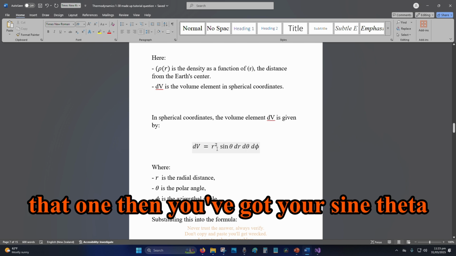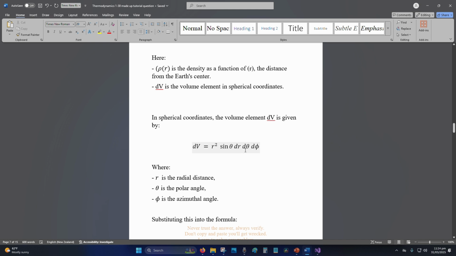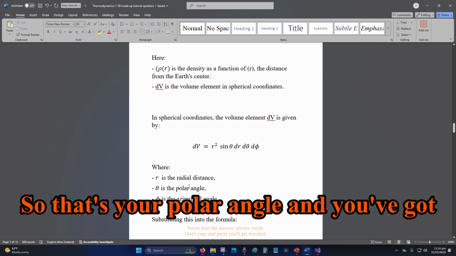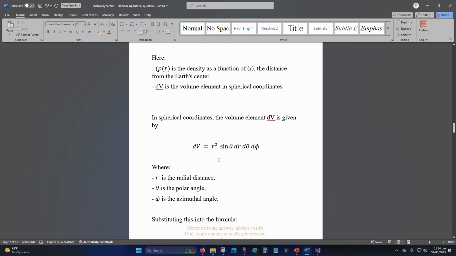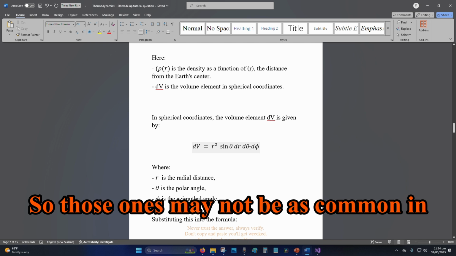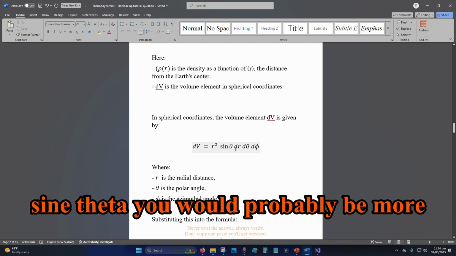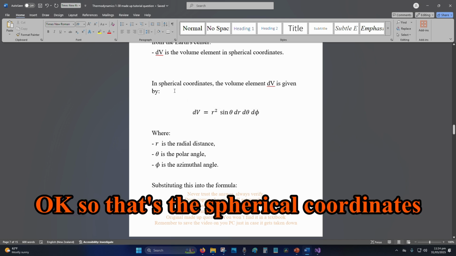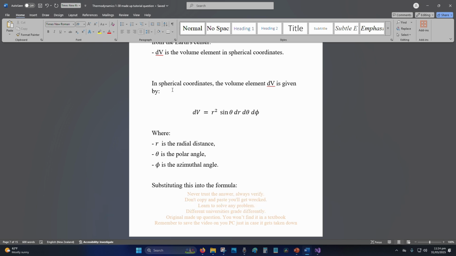Everyone knows that one. Then you've got your sine theta. You got your dr, which is your change in radius. And then you got your d theta, so that's your polar angle. And you've got your azimuth or azimuthal angle. So those ones may not be as common in high school, but definitely r squared sine theta you would probably be more familiar with in high school. Okay, so that's the spherical coordinates, and you would probably learn that in calculus as well.